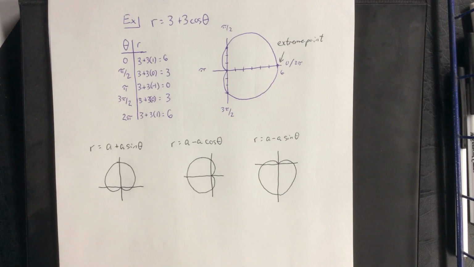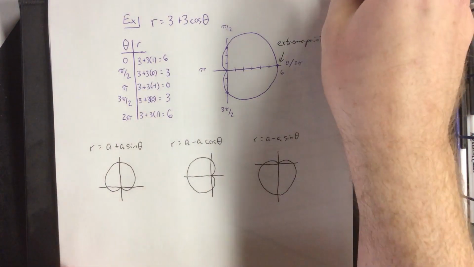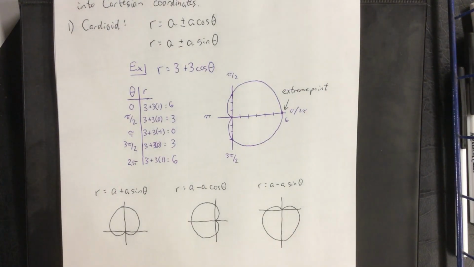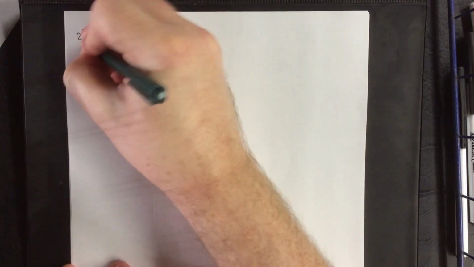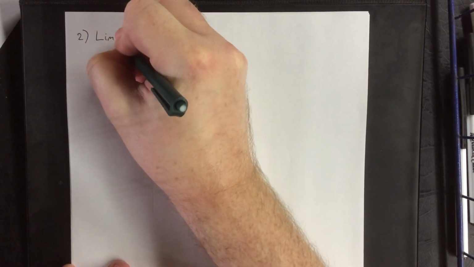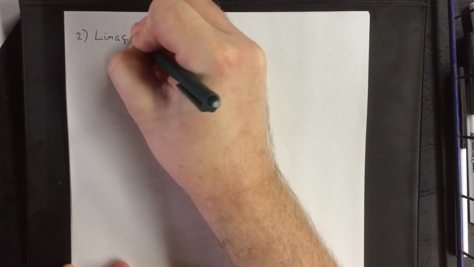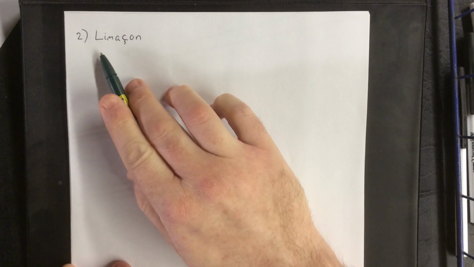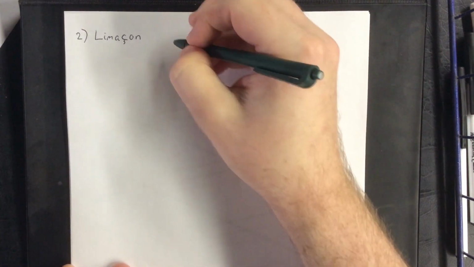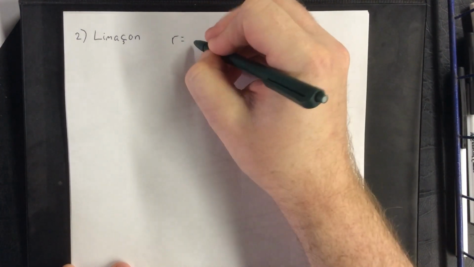So that is the first example of something that has no good conversion into Cartesian coordinates. Let's move on to a second example. I don't actually speak French, so I have to rely on what I have heard. Apparently there's this cool C in French with a tail on it, and this is pronounced limaçon. Limaçon takes on one of the following forms.